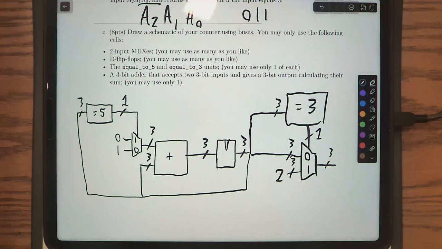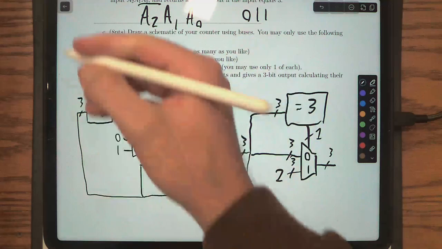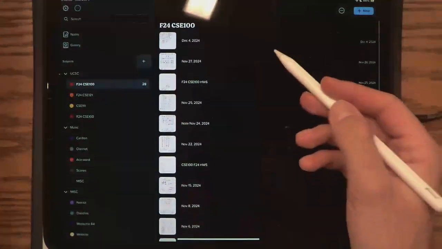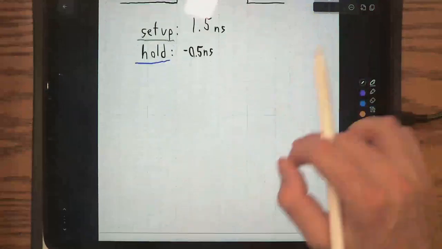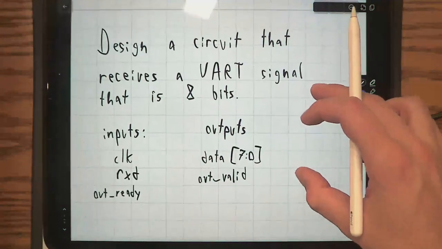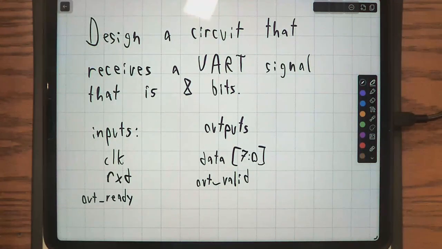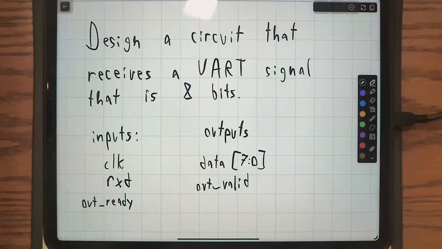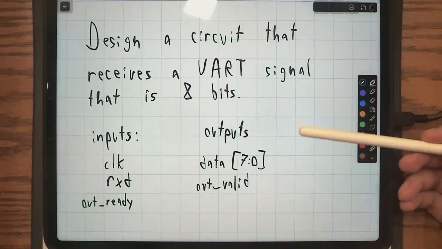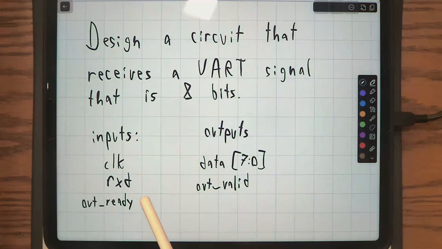Okay, cool. I have another example that I prepared. We'll see how far we get into it, but this is the question. This is a totally reasonable question to be asked on the final. It's joining together a lot of different concepts. It says design a circuit that receives a UART signal that is 8 bits. And then the question is to drive these outputs correctly according to these inputs. We're going to spend the last 24 minutes of class working on this question.